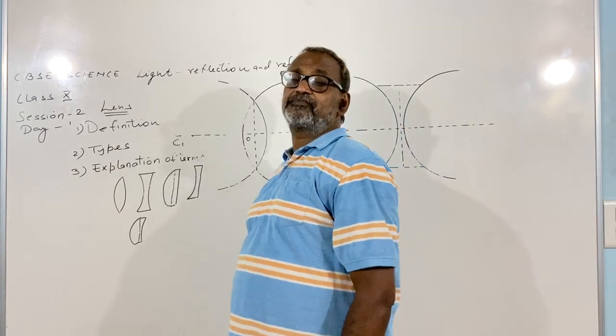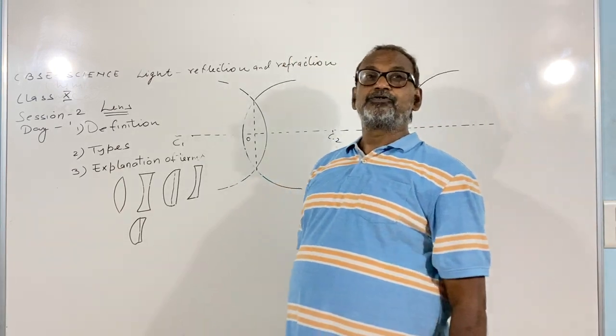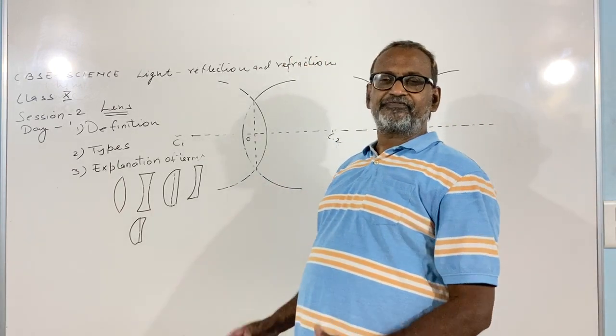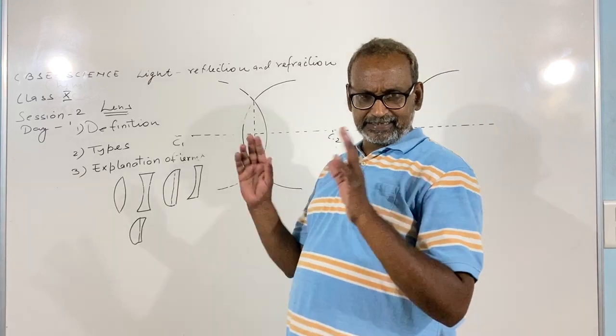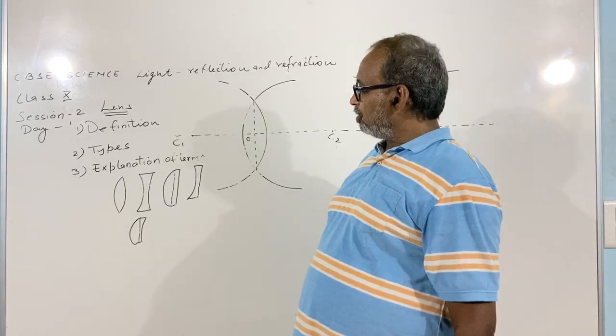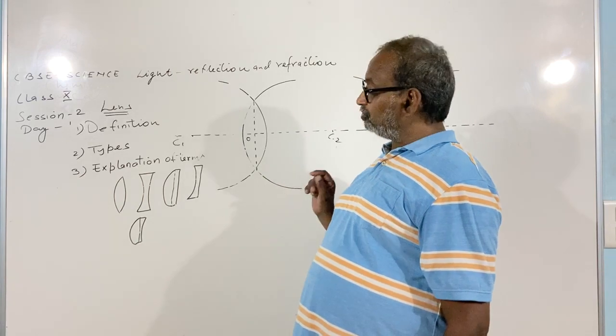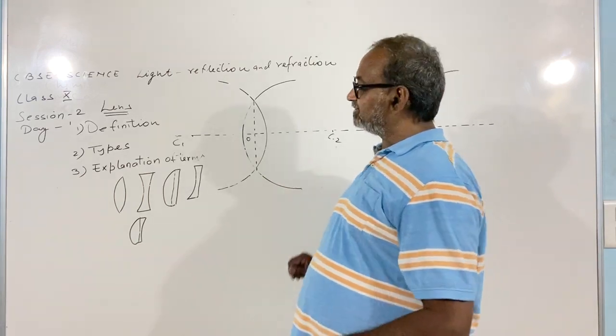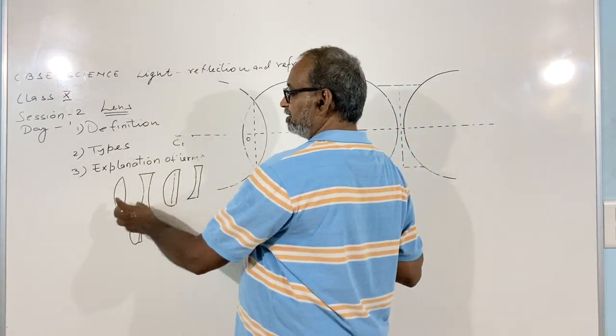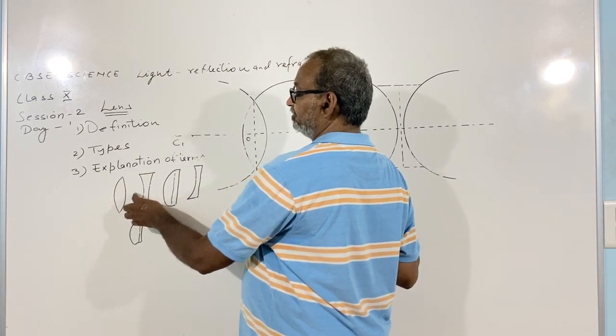एक लेंस रिफ्रैक्टिव मटेरियल होता है जो टू सरफेसेस से बाउंडेड रहता है, घिरा रहता है, और उन दो सरफेसेस में कम से कम एक सरफेस या तो स्फेरिकल हो या कर्व्ड हो.